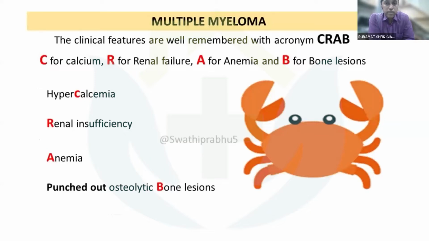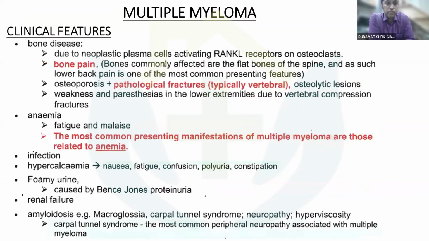So this is a very popular acronym for multiple myeloma features, CRAB. C for hypercalcemia, R for renal impairment, A for anemia, B for osteolytic bone lesions, okay? The typical bone lesions that we see in multiple myeloma, okay? So this is a mnemonic to remember the symptoms of multiple myeloma. You will have features of hypercalcemia, features of renal failure, features of anemia, and you will have bone pain. So these are the features.